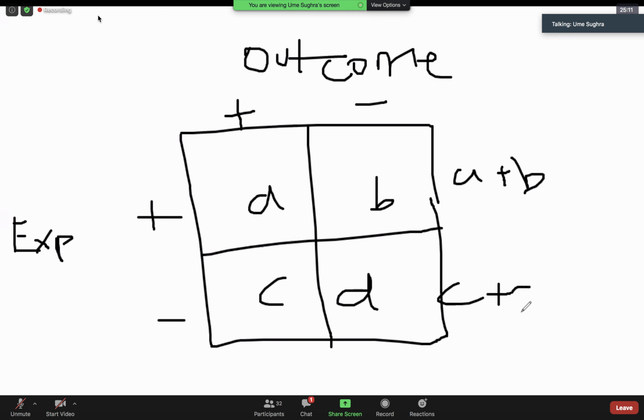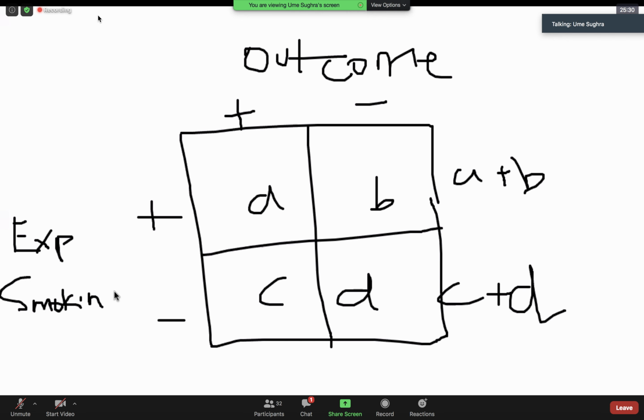Right? Now, let me just give you the most common or simplest example. Say, for example, if we take smoking as an exposure. Claire, can you hear me? Yes, ma'am. Okay, good enough.